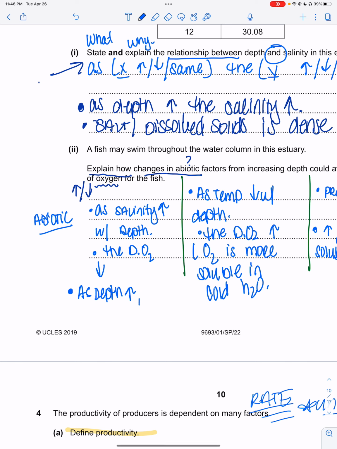depth increases, so it's getting deeper. Light penetration decreases. And then we have less oxygen in the water because there's not as much photosynthesis happening.